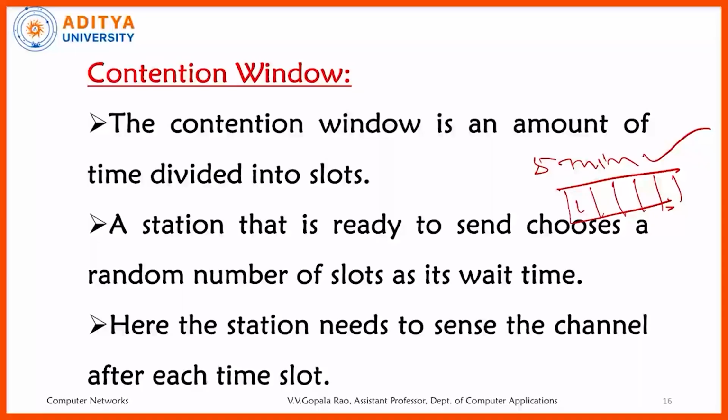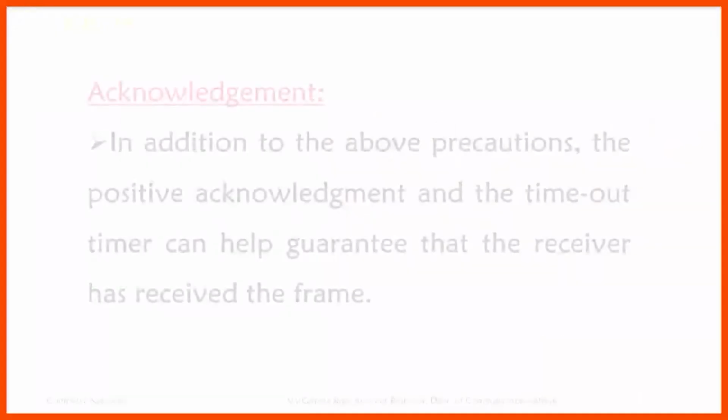Here the station needs to sense the channel after each and every time slot. That means, let us say I select 2 time slots. Then after waiting for 2 time slots, again I have to sense the channel after each time slot. The reason for randomly choosing the time interval is to reduce collisions, because if everyone follows a fixed time interval, all the stations will start at the same time, so definitely there is a chance of collision. So we allow the stations to go for random waiting time slots.